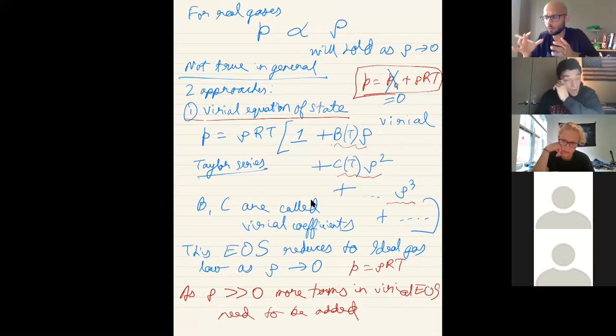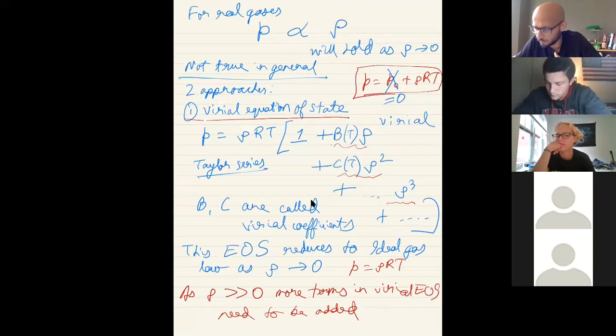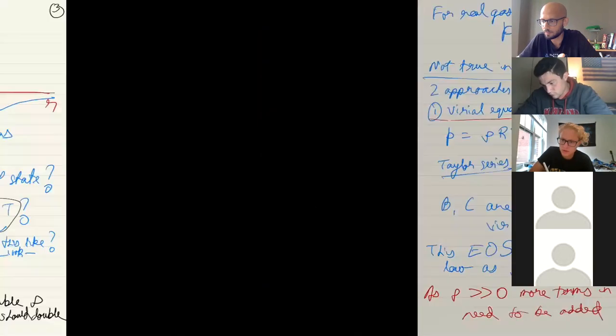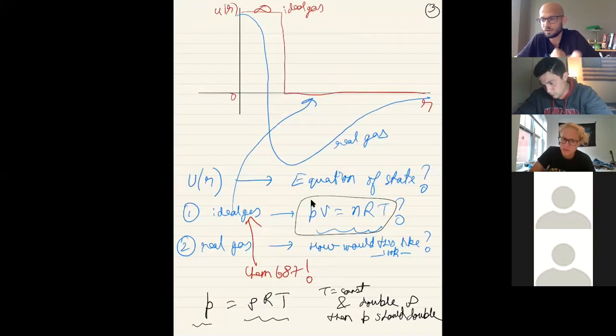So why do these terms exist in the first place? The reason these terms exist is that as you add more and more particles in the system, they talk to each other. They attract each other, they stop you from going and visiting the boundaries of the system. How much they stop you in principle should not depend on temperature, because U of R here does not have any temperature. It's just U of R.